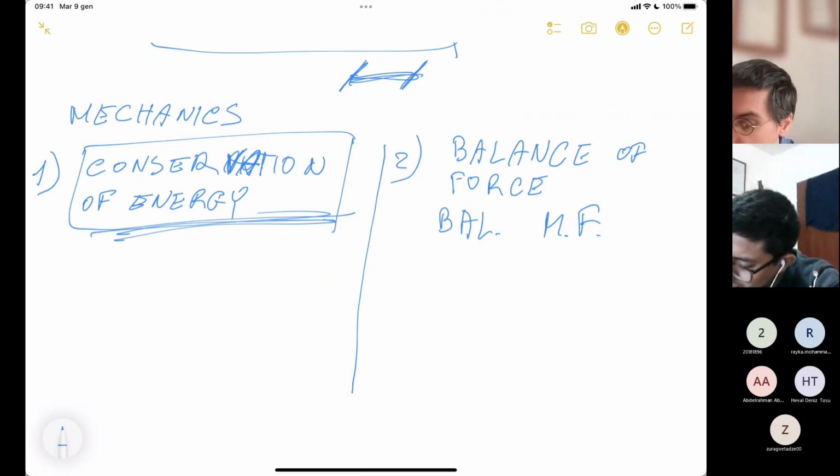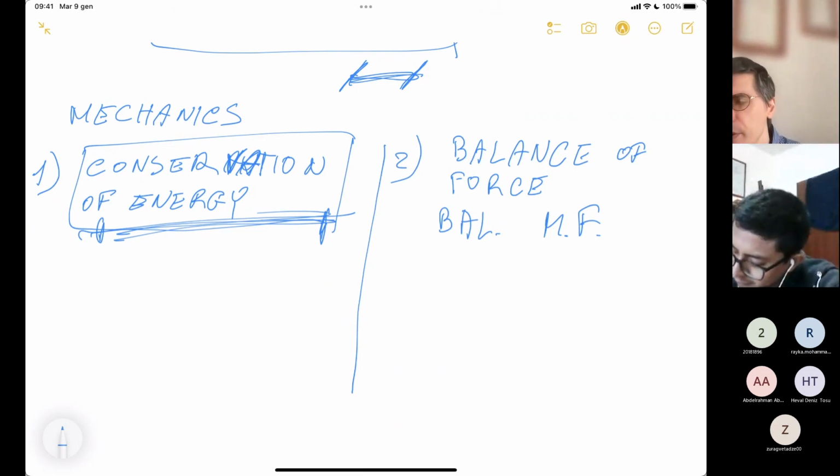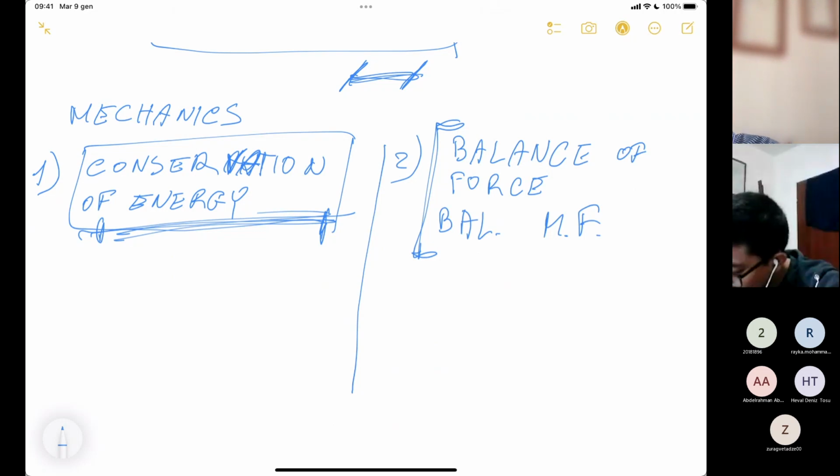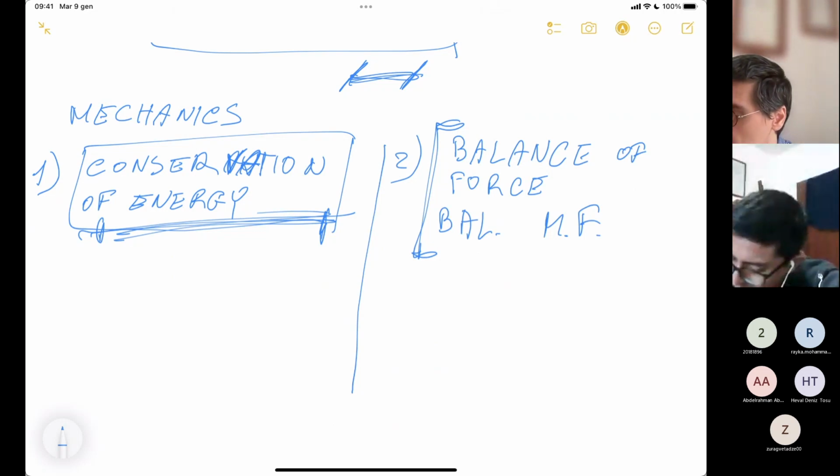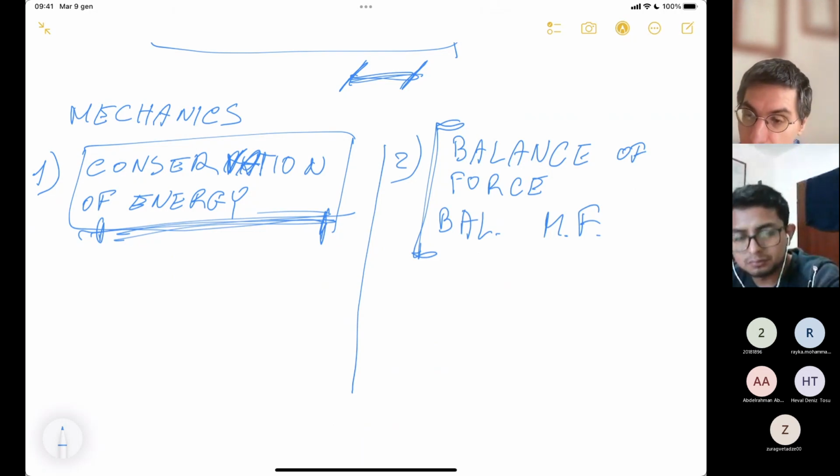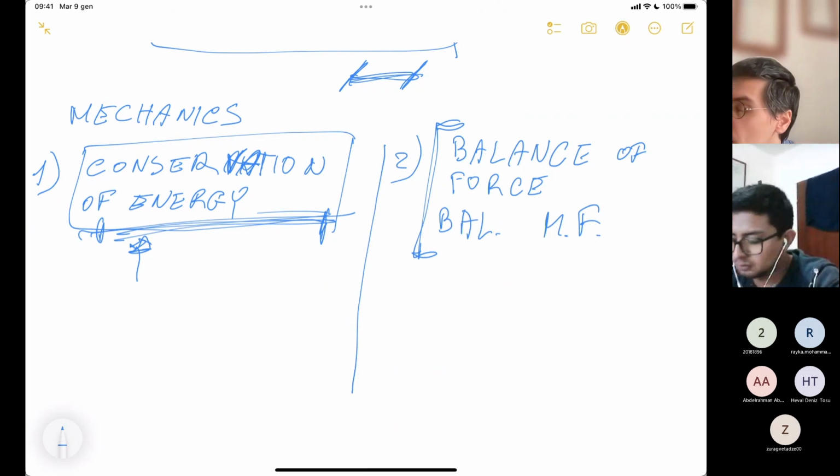So in this framework, you postulate the conservation of energy, and everything comes from this postulate. In this other point of view, you postulate at the beginning the balance of force and the balance of moment of force. Now, of course, both methods have advantages and disadvantages. To be honest, this method has many more advantages than disadvantages.